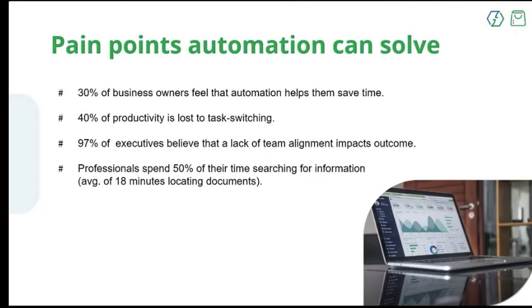This is a global statistic that I just came across, and I found it kind of mind blowing: 97% of executives believe that a lack of team alignment impacts outcome. Let's take e-commerce itself as an example. Once an order comes in, not everybody in your team has access to seeing the order details. So somebody from the operations team is going to download the list of orders and give it to the delivery team, or whoever is in charge of packaging the products.